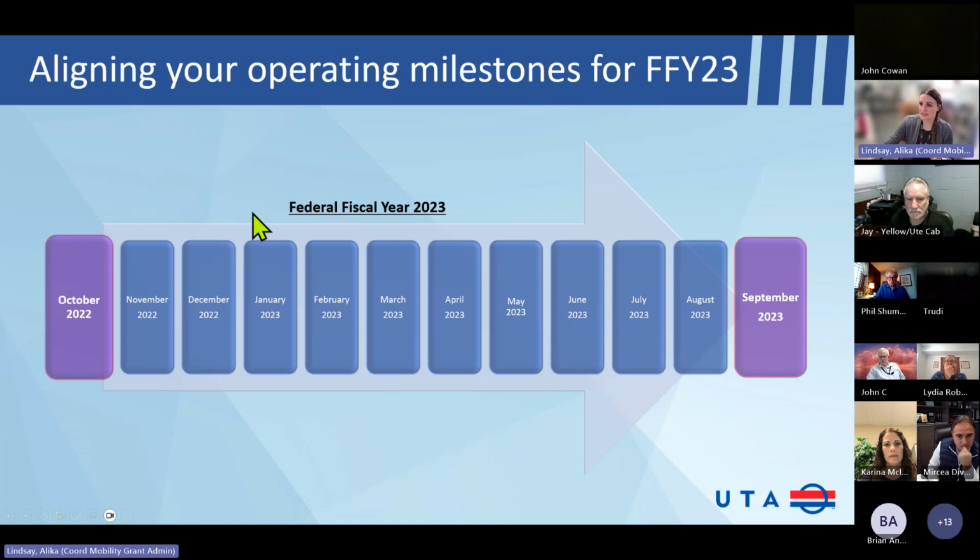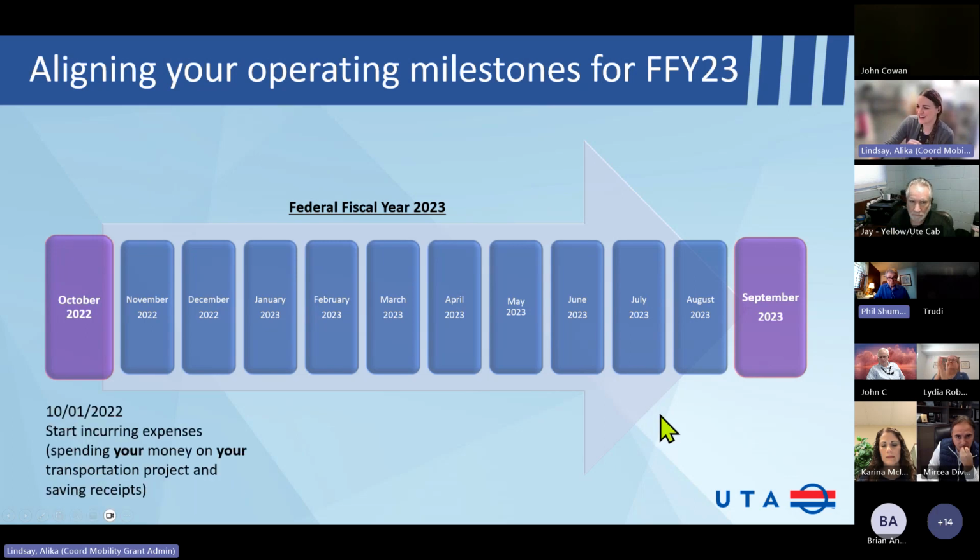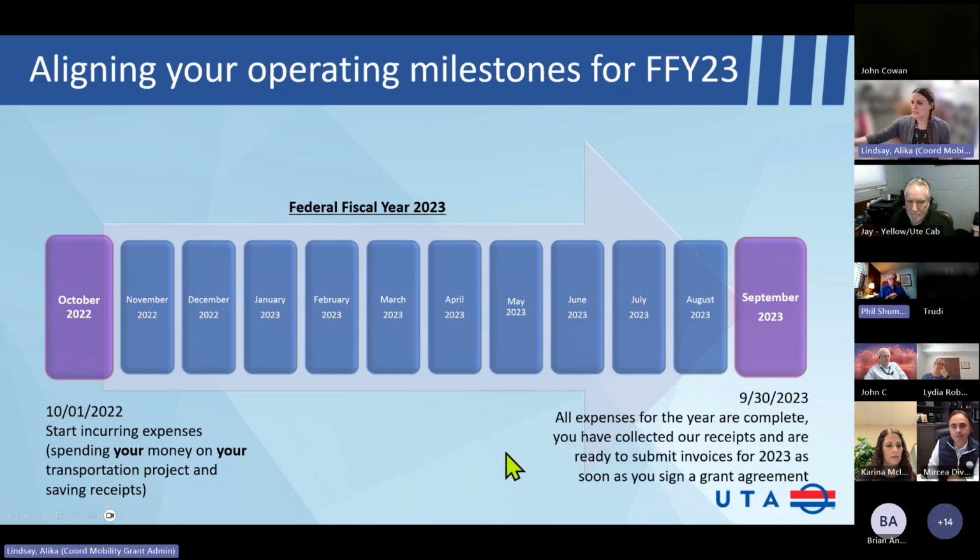So again, this is what the federal fiscal year looks like. Hopefully I'm not missing any months. Okay, I think it looks right. So October 1st, 2022 is when you start incurring your expenses, which also means spending your money on your transportation project, saving your receipts, getting ready so that when you sign a grant agreement award, you're ready to submit those. September 30th, 2023, all your expenses for the year or incurred costs are complete. You've collected your receipts and you're ready to submit invoices for 2023 as soon as you sign your grant agreement.